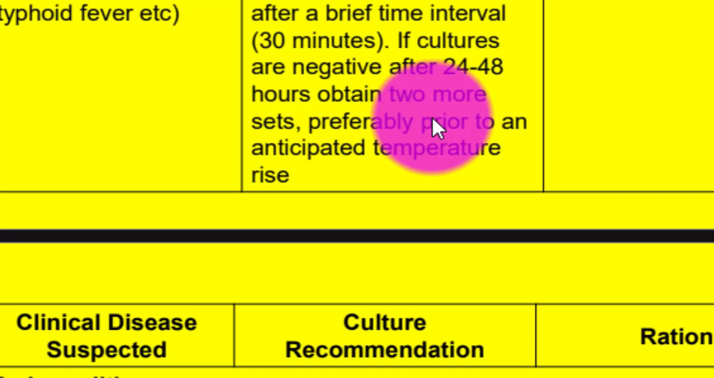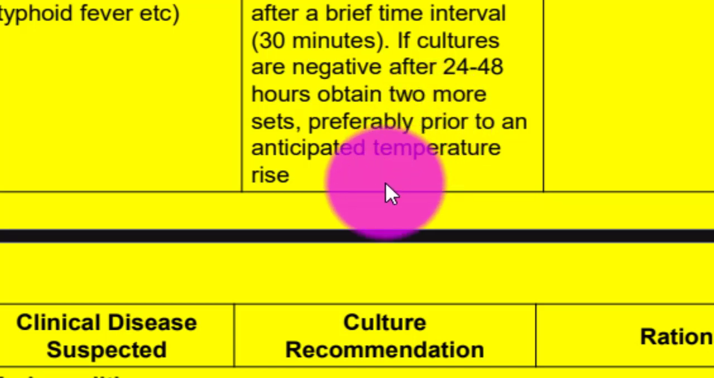If cultures are negative after 24 to 48 hours, obtain 2 more sets, preferably prior to an anticipated temperature rise. The yield after 4 sets of culture is minimal. All this procedure is to ensure that the negative result is accurate, and that this is not contamination; it is isolated from the patient himself.